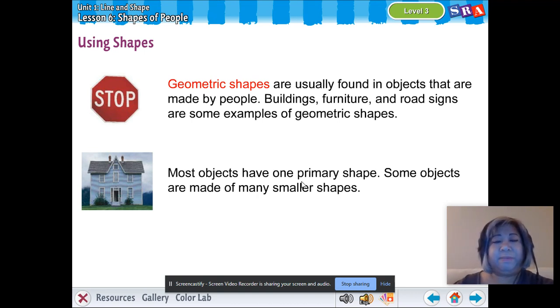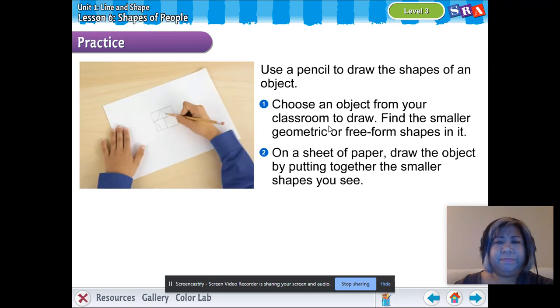Some objects are made up of a bunch of smaller shapes. So, for instance, this is like one big rectangle, but then if you go back and look at it, the windows are rectangles. Parts of the roof are like triangles. Okay, so if you look hard enough, you can find all kinds of shapes.